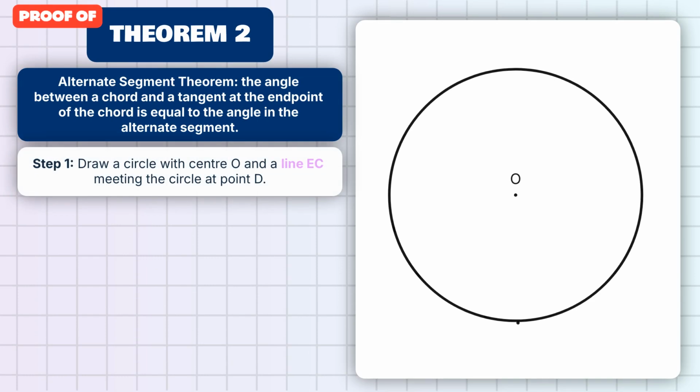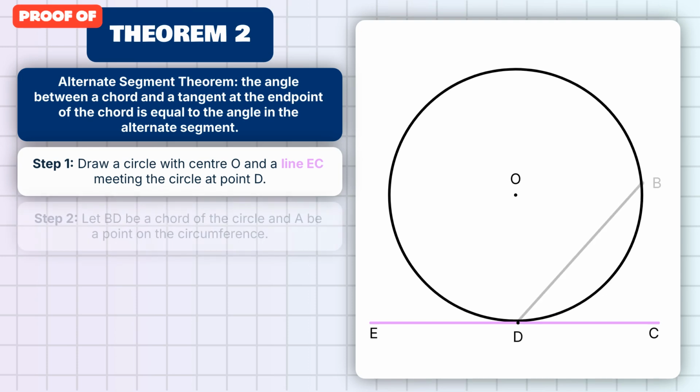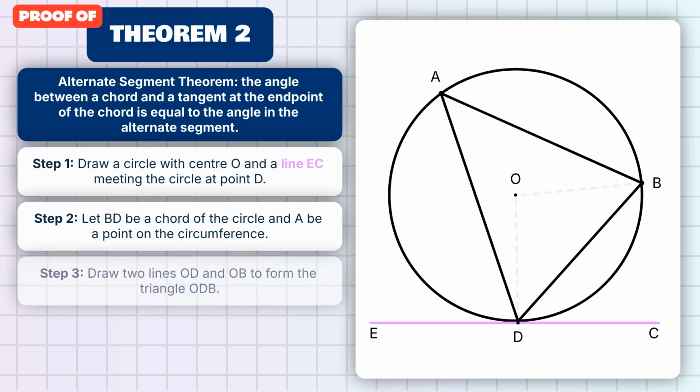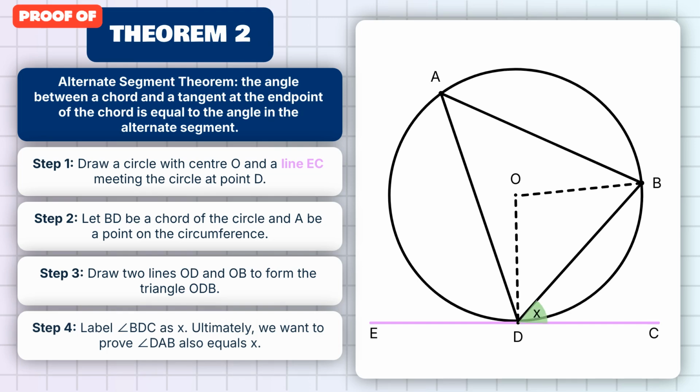We'll begin with a circle with center O and a line EC meeting the circle at point D. Let BD be a chord of the circle and A be a point on the circumference. Let's now draw two lines OD and OB to form the triangle ODB like this. Let's also go ahead and label angle BDC as X, as we want to prove angle DAB is equal to X.